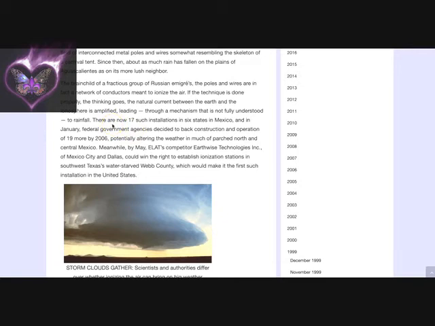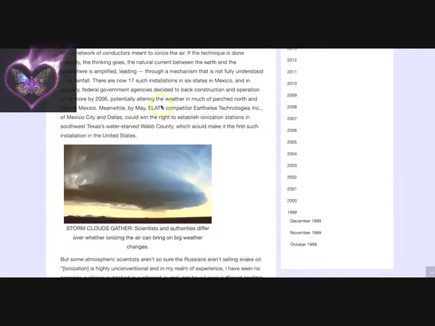There are now 17 such installations in 6 states in Mexico, and in January, federal government agencies decided to back construction and operation of 19 more by 2006, potentially altering the weather in much of parched north and central Mexico. Storm clouds gather. Scientists and authorities differ over whether ionizing the air can bring on big weather changes. But some atmospheric scientists aren't so sure the Russians aren't selling snake oil.